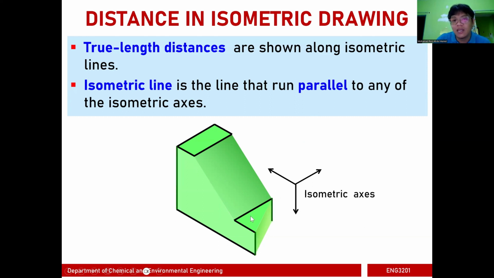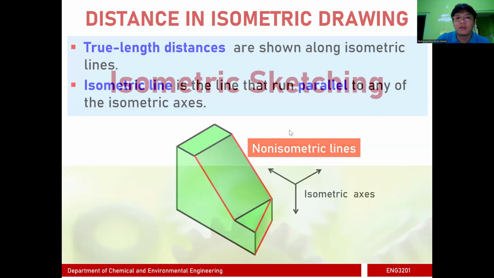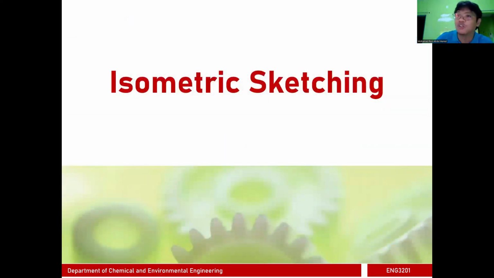Now how about this line, and this line, and this line? These are not parallel to any of the isometric axes, meaning that if you measure using a ruler, the line length is probably not true. This is a true length. The ones highlighted in red are not parallel to the isometric axis, so these are non-isometric lines. The ones in black are isometric lines because they are parallel to the isometric axis.